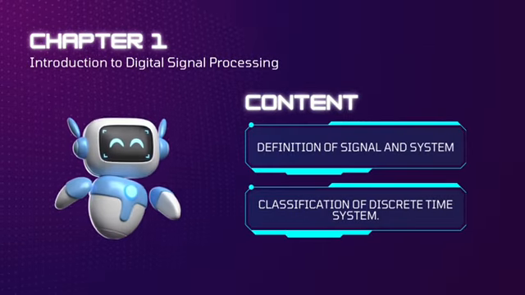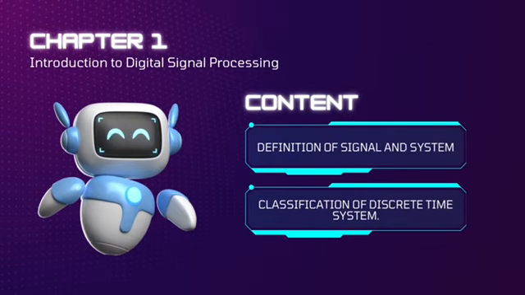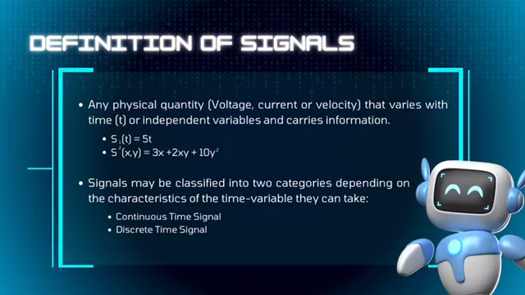Chapter 1. In Chapter 1, we are going to learn about the introduction to digital signal processing, which is the definition of signal and system and the classification of discrete time system. So what is signals? Signals are any physical quantities such as voltage, current, or velocity that varies with time or independent variables and carries information. I have given the example below.